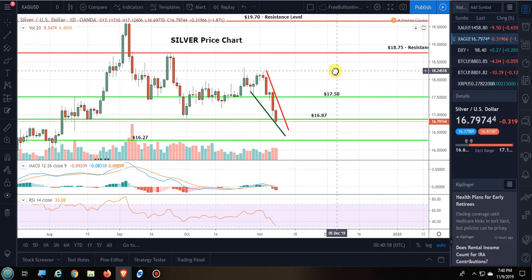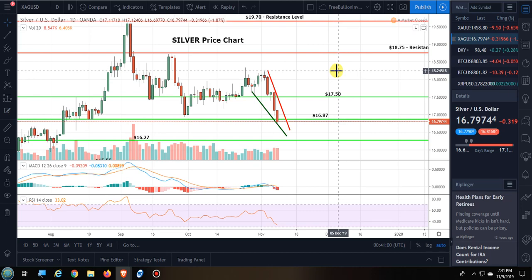So again, just to sum up, I do expect silver to bounce to the upside, definitely come up above 1750. Where it stops above that is anybody's guess.